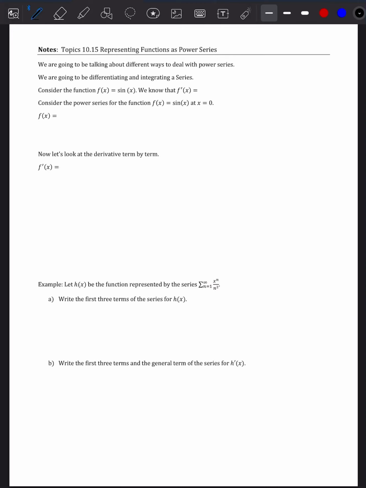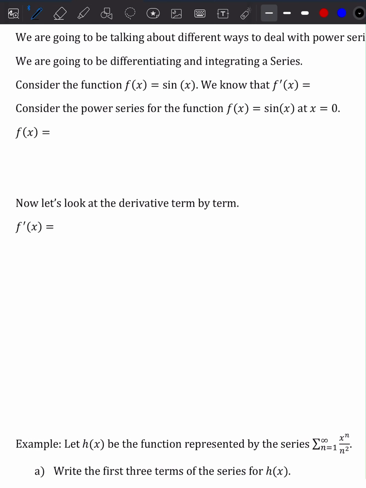Today we're going to be talking about representing functions as power series, and we're going to be talking about it in a couple different ways, starting with differentiating. So consider the function f of x is equal to sine of x. We know that the derivative of sine is cosine.